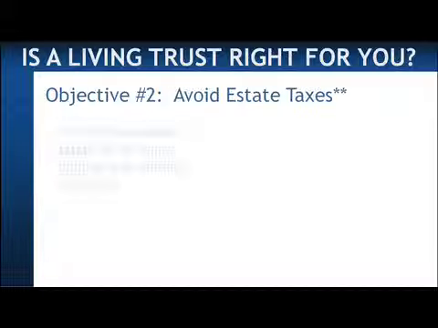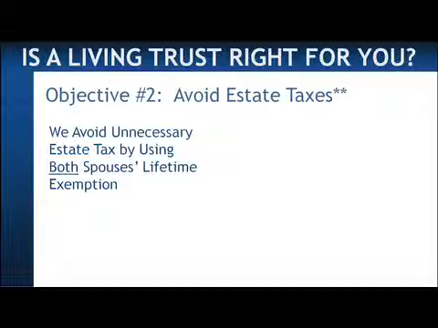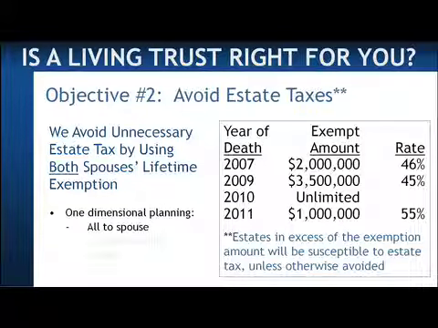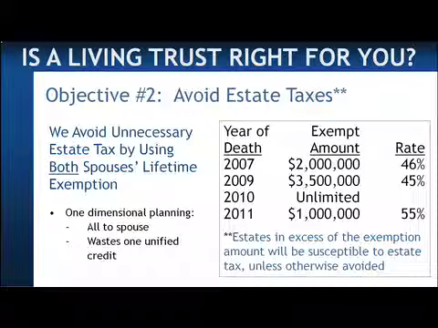The second objective of the basic living trust is to avoid unnecessary estate taxation. We avoid unnecessary estate tax by making sure both spouses' lifetime exemption or credit is used. You see, in one-dimensional planning, the entire estate is sent to the surviving spouse, using the unlimited marital deduction to avoid taxation at the first spouse's passing.